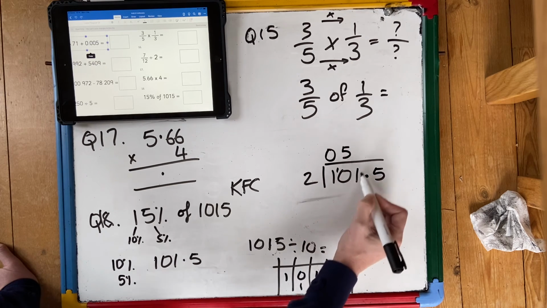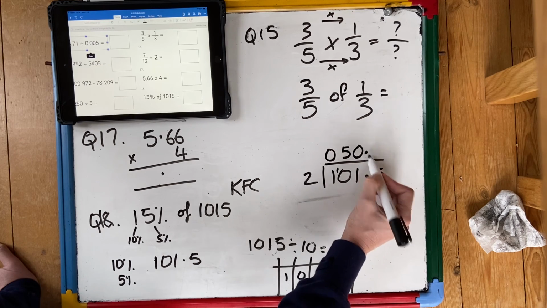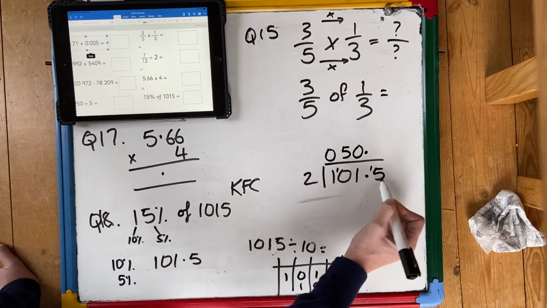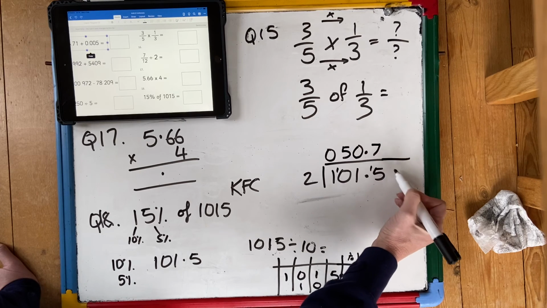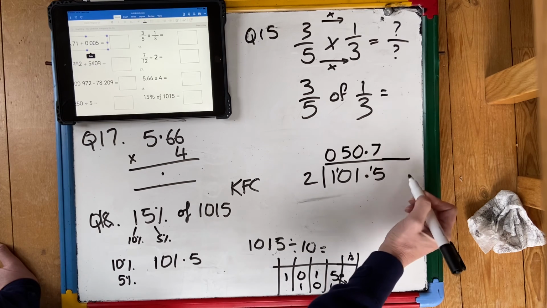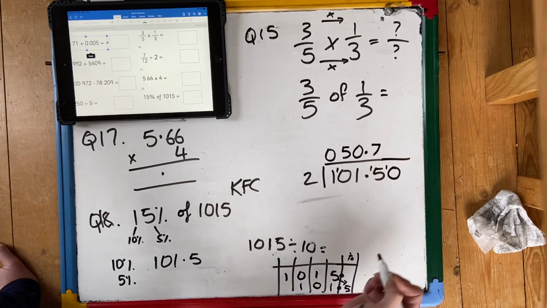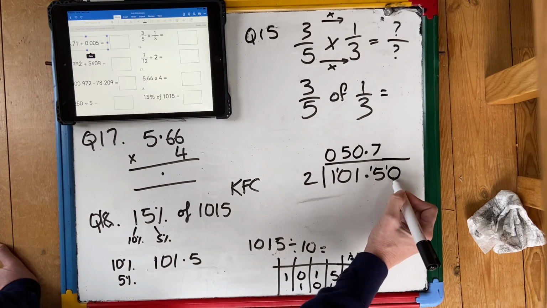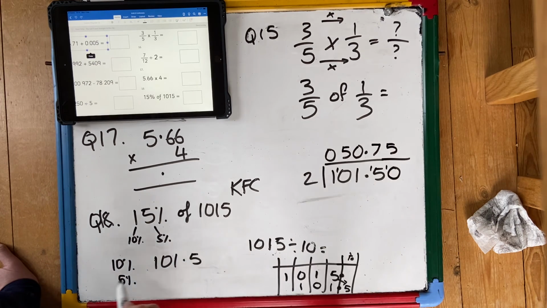How many 2s are in 1 is 0. Carry the 1 over. Make sure that decimal point is in the right place. How many 2s are in 15? Well, 7 2s are 14, so then I've got 1 remainder. So when I've got 1 remaining in a decimal number, I have to put a 0 first, and then I put the 1 remainder. How many 2s are in 10 is 5. So 10% is 101.5, 5% is 50.75.